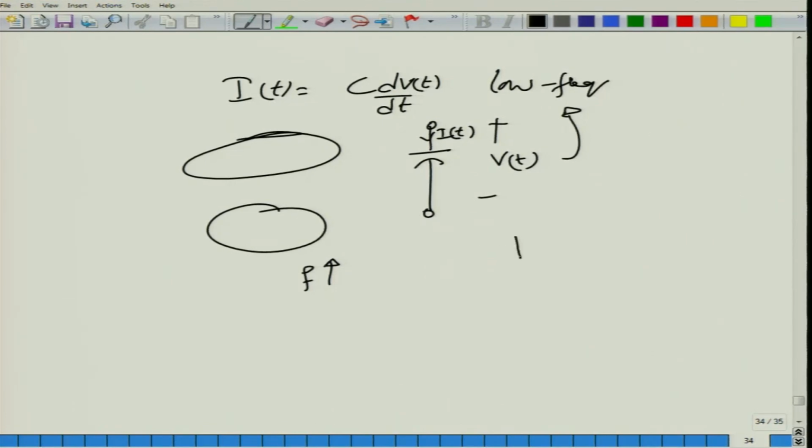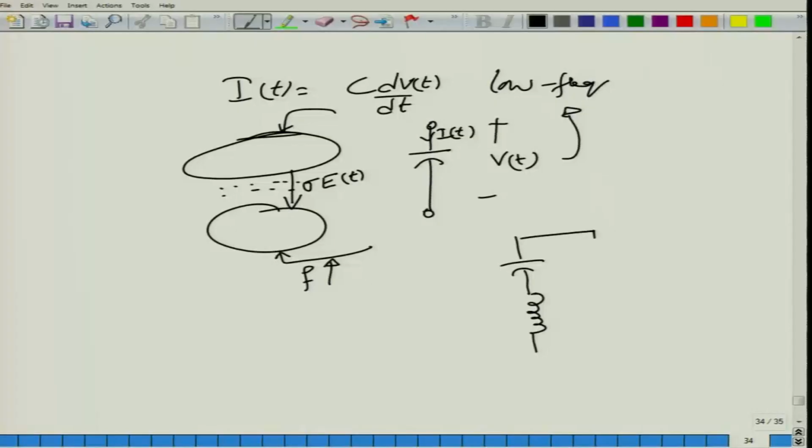As the frequency increases to the gigahertz range, you can show later, by a simple extension of the exercise that we are going to do, that there will be an inductive component added to this. This inductive component comes because there are leads which take the current into and out of this capacitor. Further, if you assume that the dielectric inside is not ideal, but allows a small conduction current of sigma E of t, then you will also have to add an extra resistor to this.